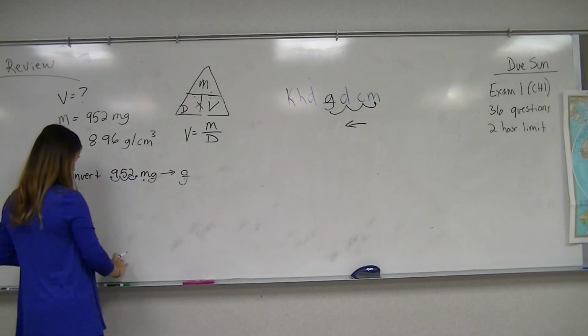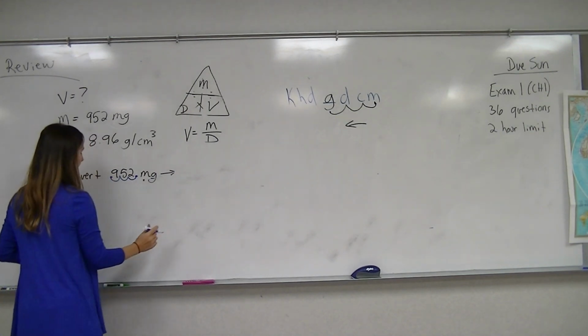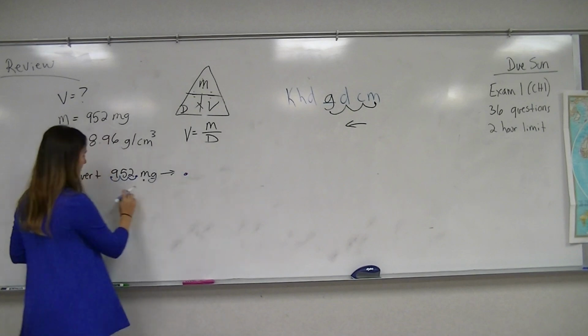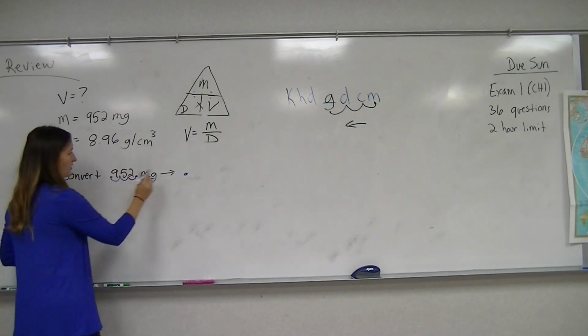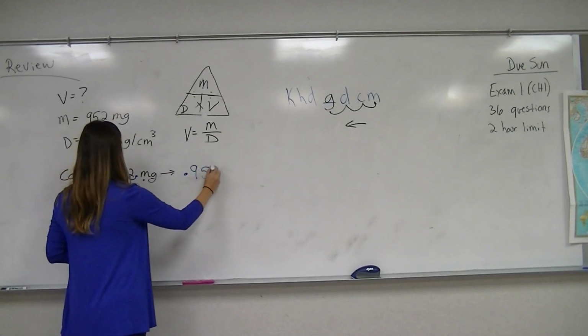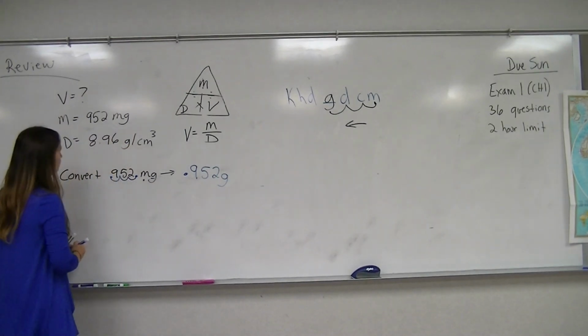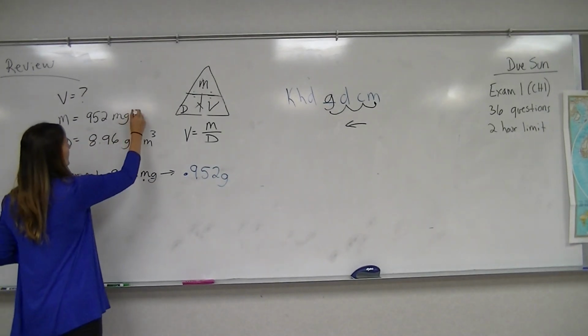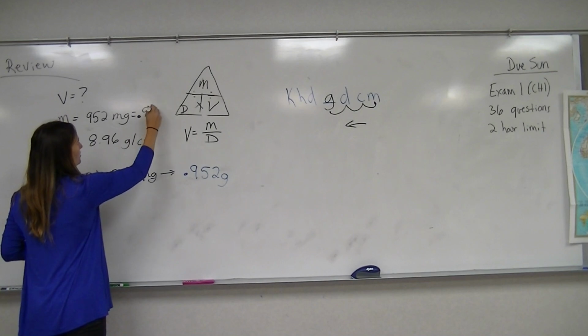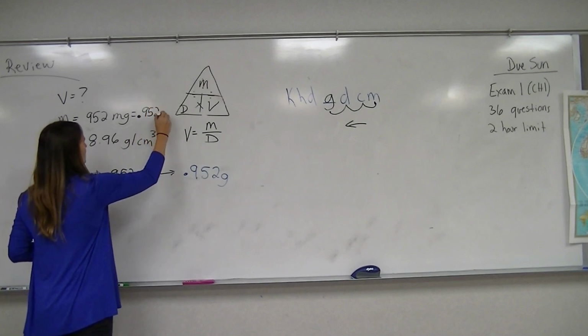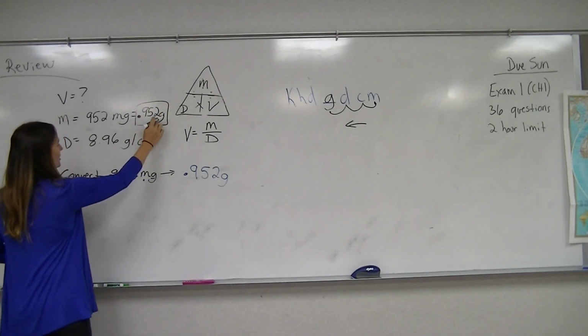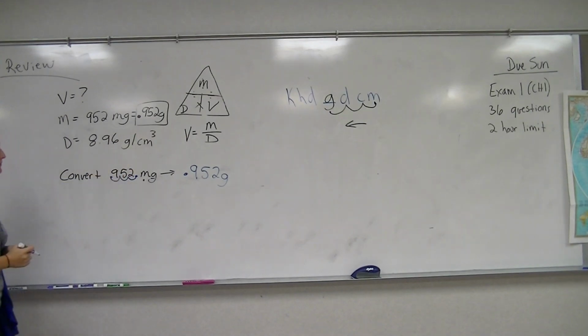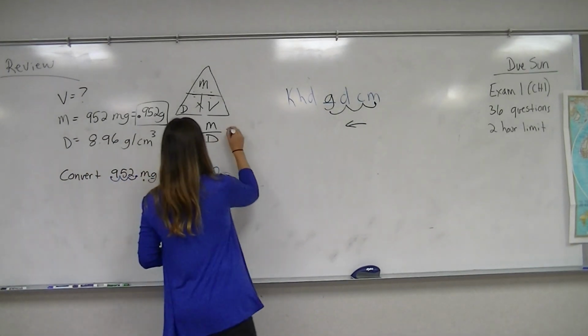So my grams is going to be point. That's where my decimal is on the other side of the 9 right now. It's 9.952 grams. So this value is the one I want to use in my calculation because I need it in grams so that the grams will cancel each other. Now that I have everything in the correct units, I'm going to plug it in.